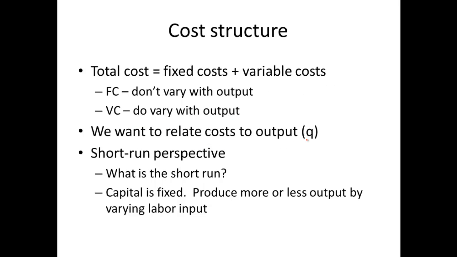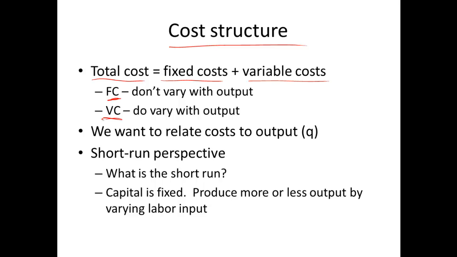A few definitions about cost structure. First of all, total costs is equal to fixed costs plus variable costs. Fixed costs, or FC, are those that don't vary with the quantity of output. So no matter how much we make, those costs are the same. They're fixed. The variable costs, or VC, do vary with output. Think about those as the cost of materials and labor and things that we need. If we want to produce more stuff, we need to spend more money.